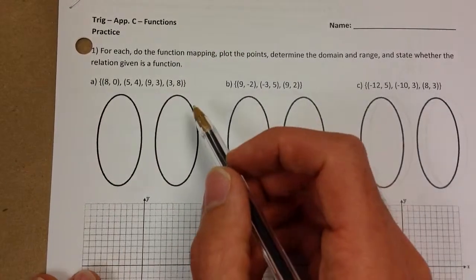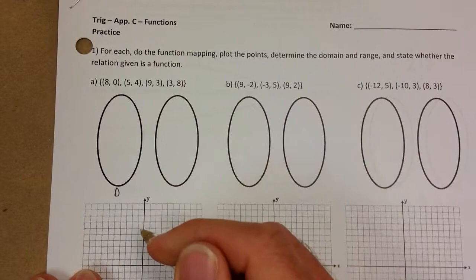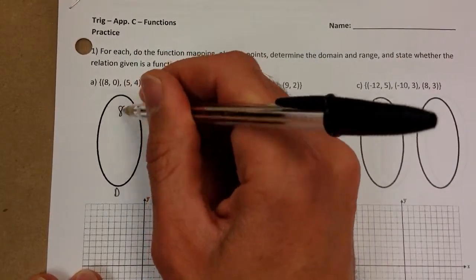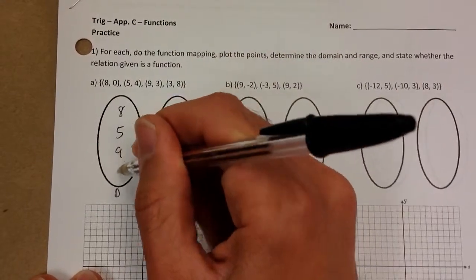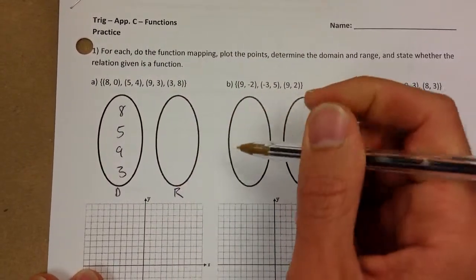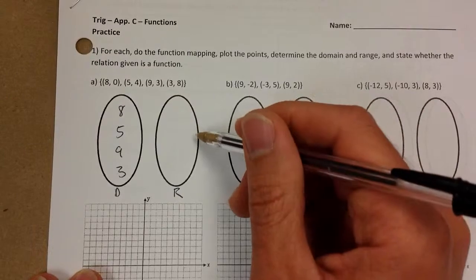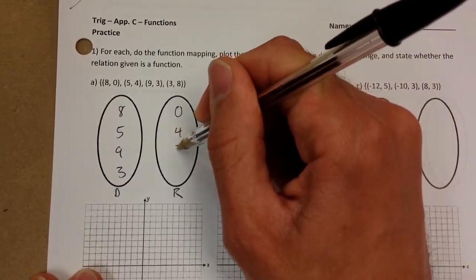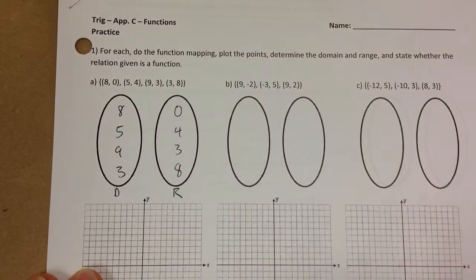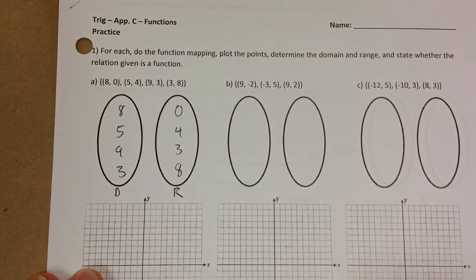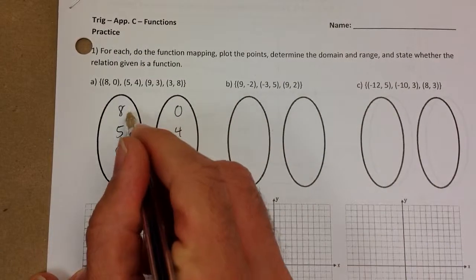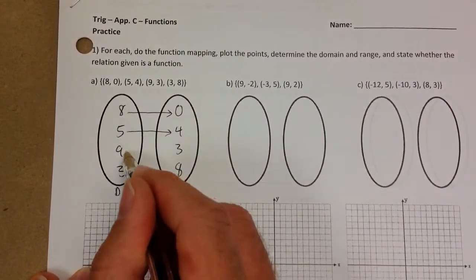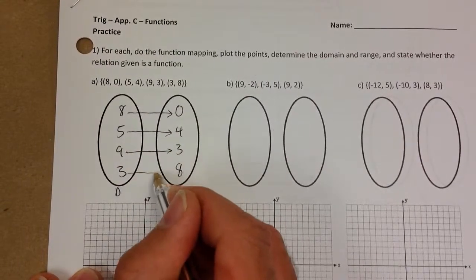So we write the domain, in other words, the x values, in the oval to the left. So 8, 5, 9, and 3. And then we write the range, in other words, the possible y values in the oval on the right. 0, 4, 3, and 8. And then you need to have lines or arrows that connect. So 8 maps to 0, 5 maps to 4, 9 maps to 3, and 3 maps to 8.